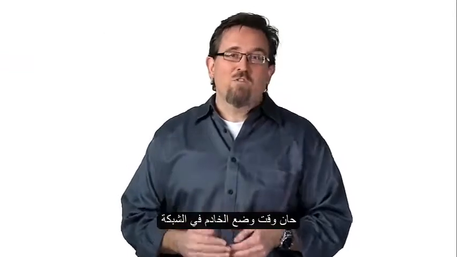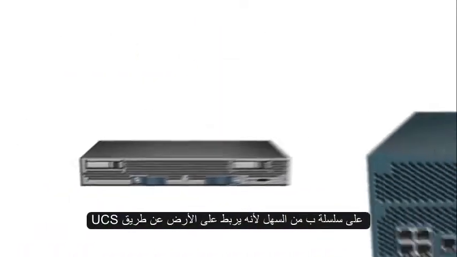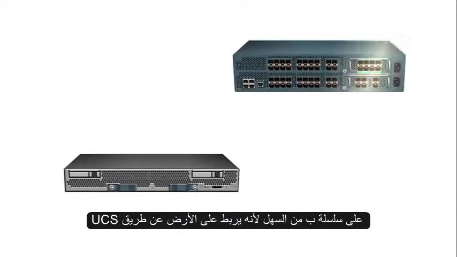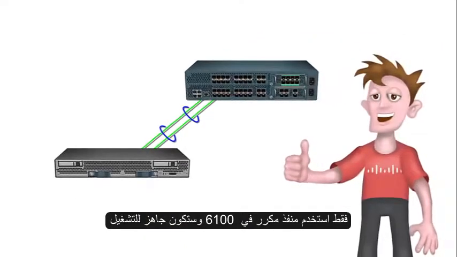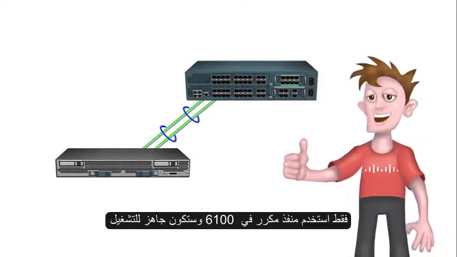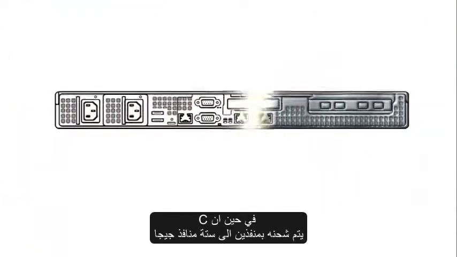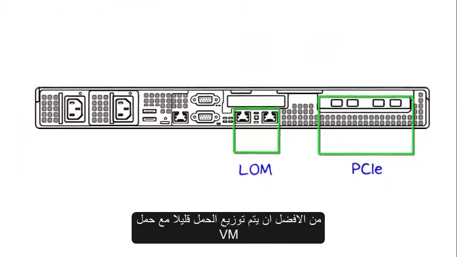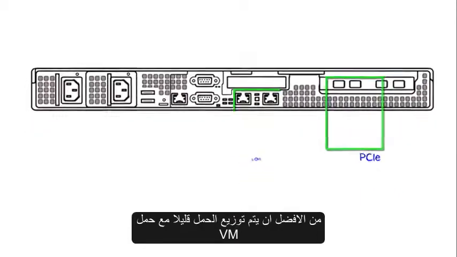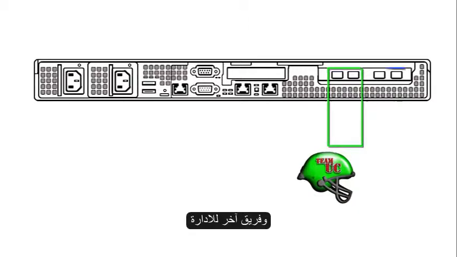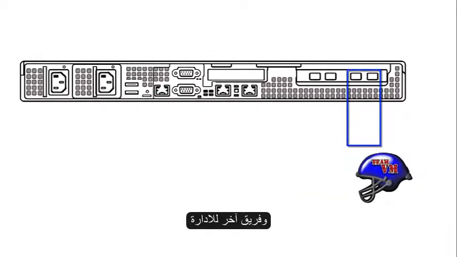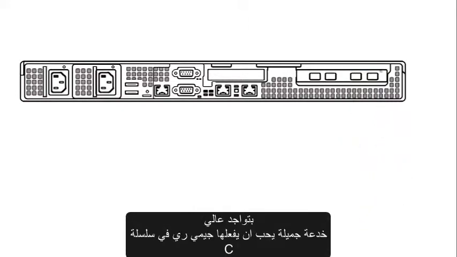Okay, time to put this server on the network. On the B series, it's easy since it connects to the LAN via the UCS 6100. Just use redundant 1 or 10 gig ports on the 6100 and you are ready to go. Since the C series ships with 2 to 6 1 gig ports, it's good to spread out the load a little bit. With a low VM load, you can use one pair of teamed NICs for the UC VM traffic and another pair of teamed NICs for the VMware specific traffic like management and vMotion, VMware high availability.